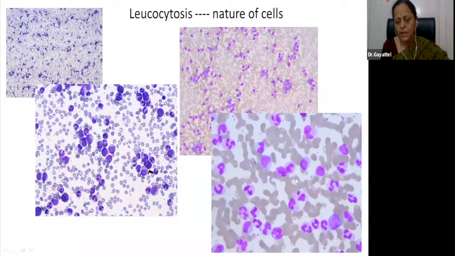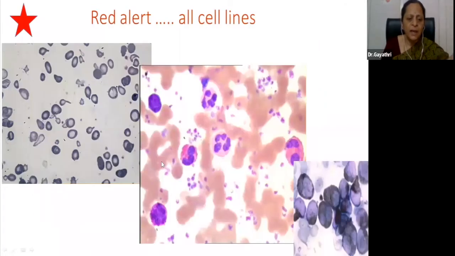Here you see leukocytosis, a lot of neutrophils, myelocytes. Okay. So it is important to know what are the various types of myeloid cells or granulocytes that are seen accompanying this leukocytosis. Never miss looking at the accompanying cells.